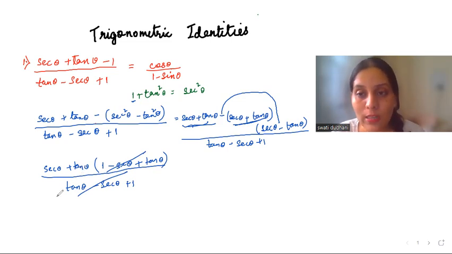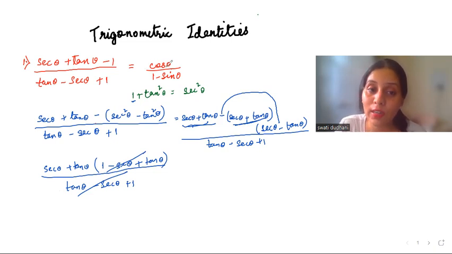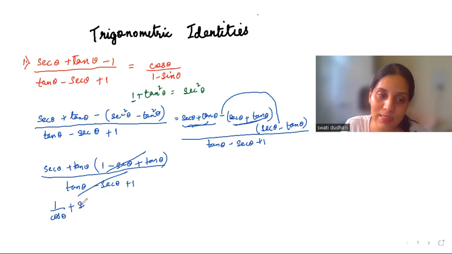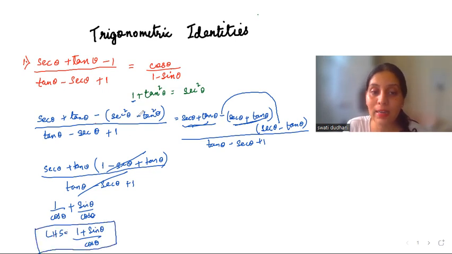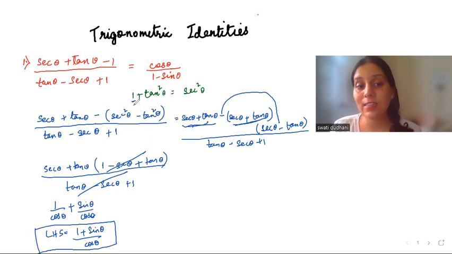You always have to keep an eye on the right hand side. My right hand side consists of only cos and sine. So I'm going to convert secant and tan into cos and sine. Secant is 1 by cos theta plus tan is sine theta by cos theta. If I take the LCM, I get 1 plus sine theta by cos theta. This is my LHS, but it is not matching with my RHS. It's not necessary that every time LHS will be equal to RHS.